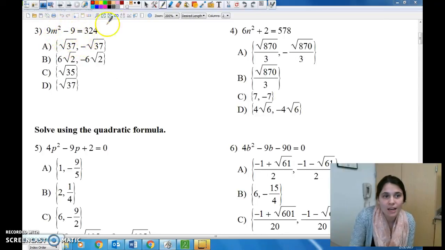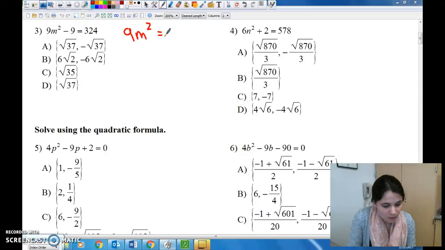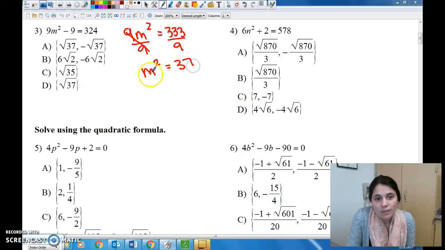So I'm going to start by adding 9 to both sides, which gives me 9m squared equals 324 plus 9 is 333. And then I'm going to divide by 9. So 333 divided by 9. So these cancel, and I have m squared equals 37. Now that this is by itself, I can take the square root of both sides.